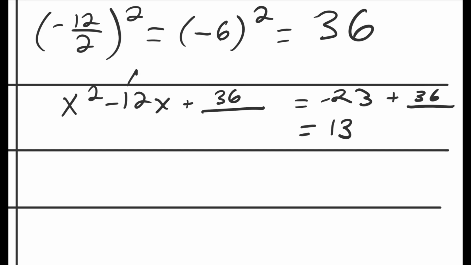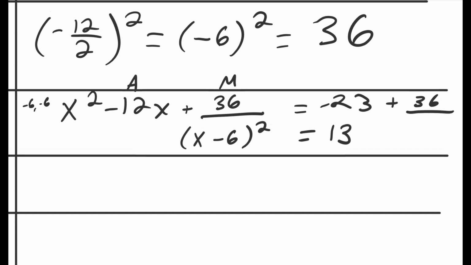So if I'm asking myself what adds to negative 12 and multiplies to 36, well, that's just negative 6 times negative 6. So I could factor this left-hand side into x minus 6 times x minus 6, but I think this might be easier if I'm a little savvy with my exponents to write it as x minus 6 squared on the left side of the equal sign.